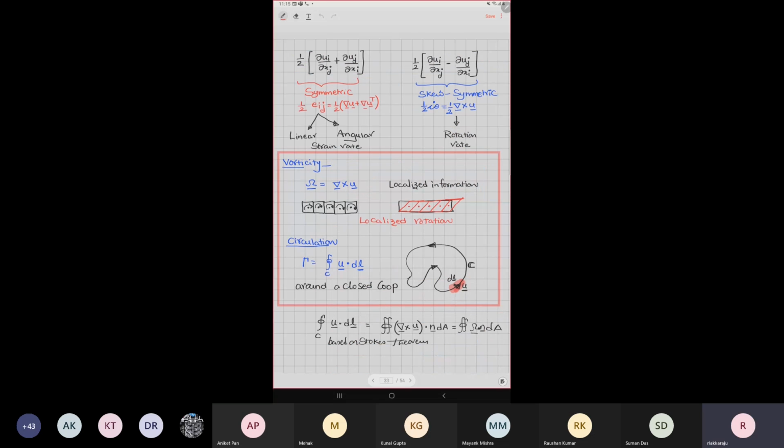And especially the symmetric part, whatever we are saying, del ui by del xj, del uj by del xi, is usually composed of two further components named linear strain rate and angular strain rate. We have already seen linear strain rate means in this entire information, these are linear components and angular components are the crosswise components. That way one can further decompose this symmetric strain rate tensor.